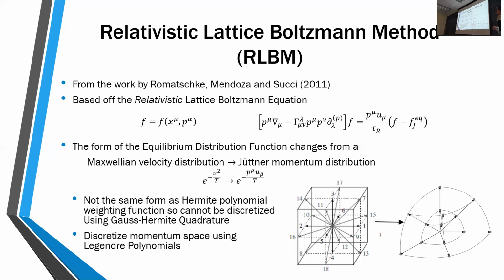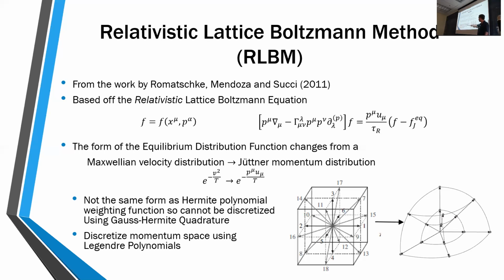The problem that came out was this right here is the form of the equilibrium equation in the standard classical Lattice Boltzmann method, and it's different now. It's Güttner, is that how you pronounce it? So it's a different form, and it doesn't look right. It's not quadratic in the same way.